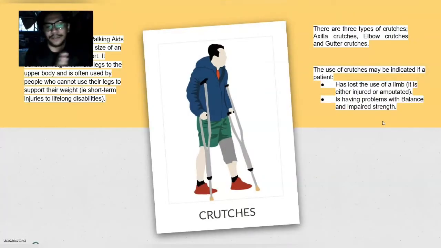Crutches are a type of walking aid that serves to increase the size of the individual's base of support. Basically the crutches help to transfer the body weight from the upper body, since the patient cannot use their leg, whether because their leg is broken or they have already lost their leg due to amputation. We have 3 types of crutches: axillary crutches, elbow crutches, and gutter crutches. The common crutches used by patients are axillary crutches, as we can see in these pictures. The use of crutches is for patients who have lost a limb or are having problems with balance or impaired strength.